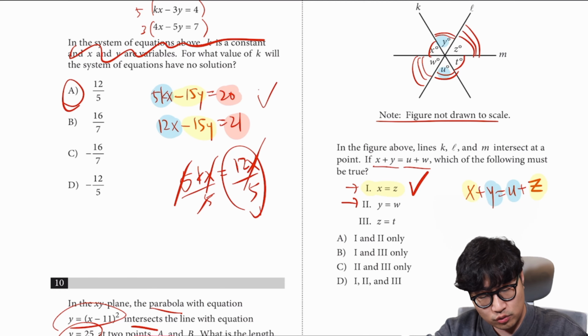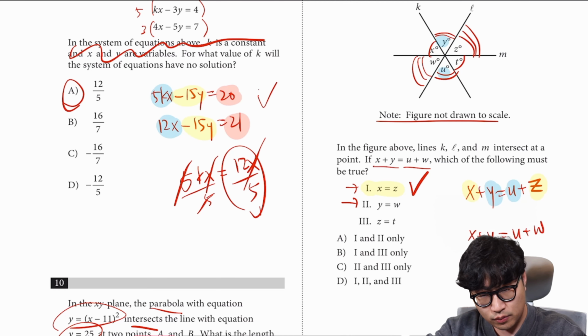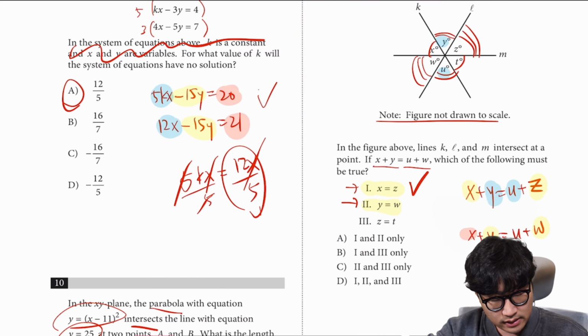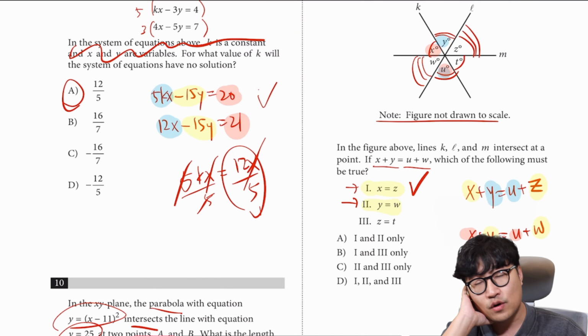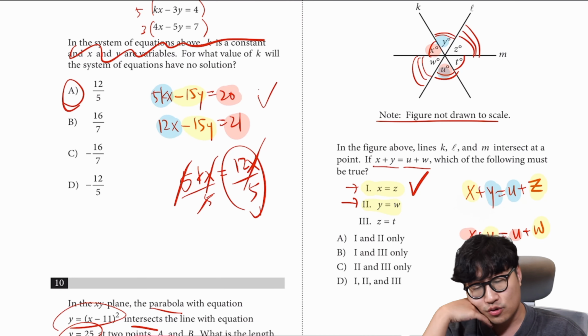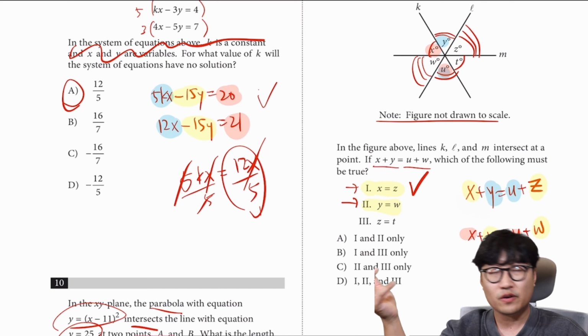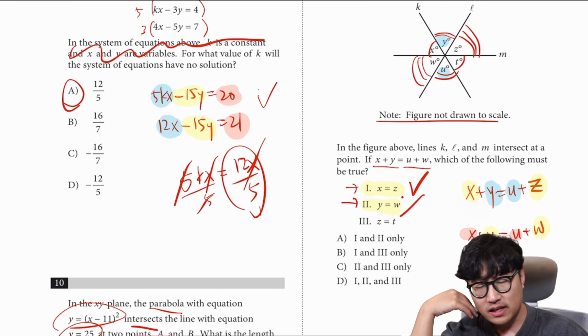Okay, Roman number 2 now. So same thing, x plus y is equal to u plus w. What they want to prove is that y is equal to w, which means if these two are to be the same, then you would need to prove that x and u are the same. And if you take a look at that shit, they are not vertical angles. So you can't say that for sure. They look like it, but do you trust it? No, because that's why it fucking says figure not drawn to scale. So you can't say that for sure, which is why that's out.